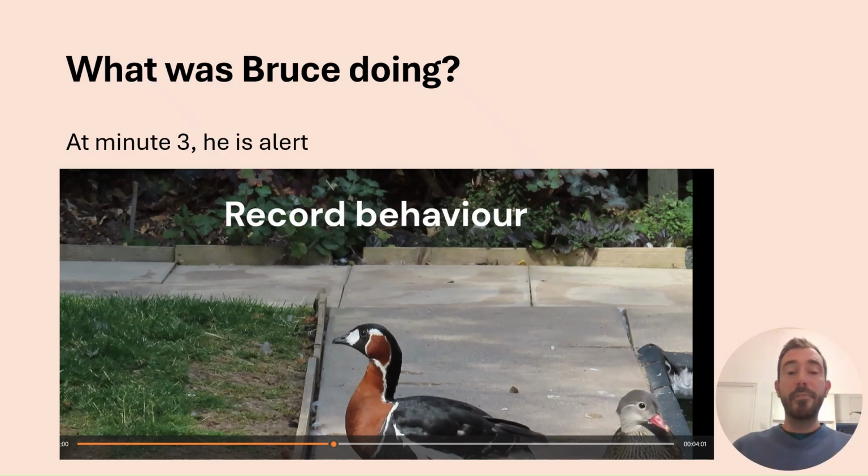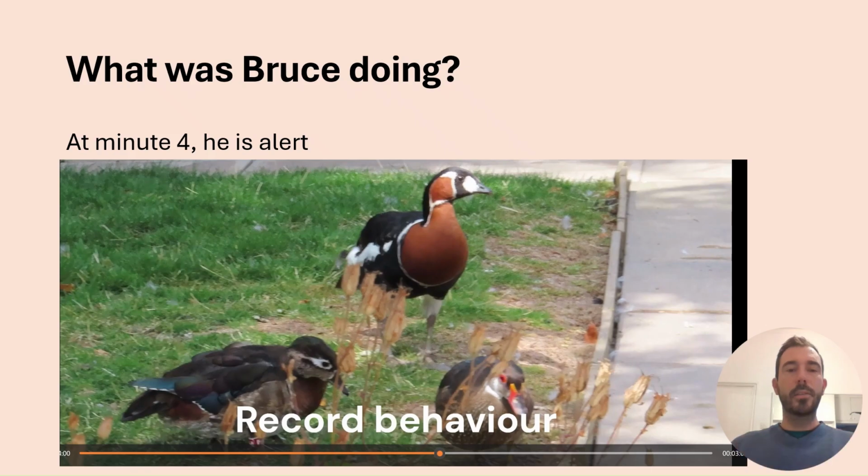Again, at minute 3, Bruce is doing the same behaviour, he's got the same posture. Once again, he is alert. So that is the behaviour we would have recorded at minute 3. Next up, he is still doing this behaviour at minute 4. You can see he's looking around his surroundings.